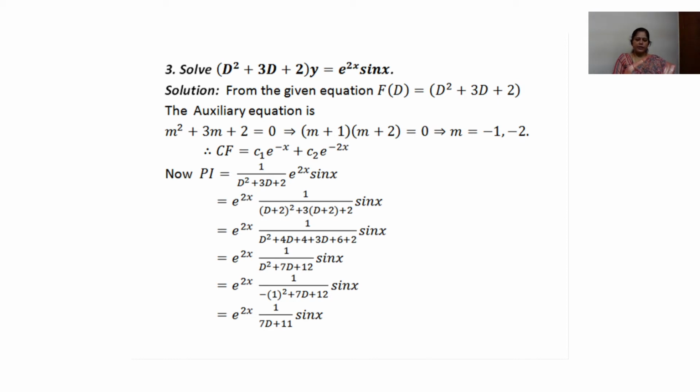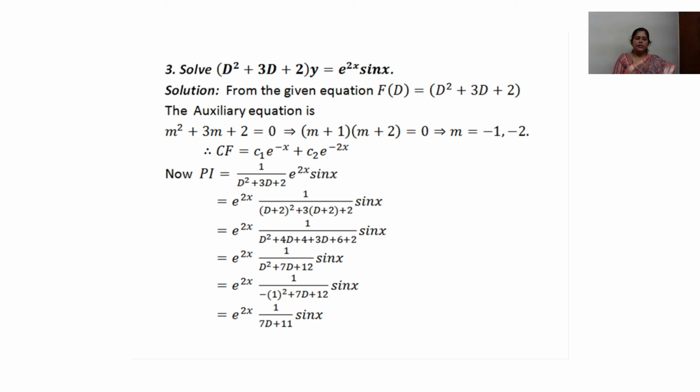If you simplify the denominator, we will get e to the power 2x into 1 over D square plus 7D plus 12 into sin x. So it is the sin ax type, and we have to use it: sin ax type means we have to replace D square by minus a square.